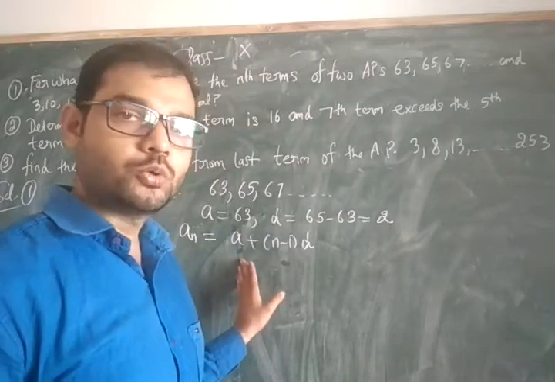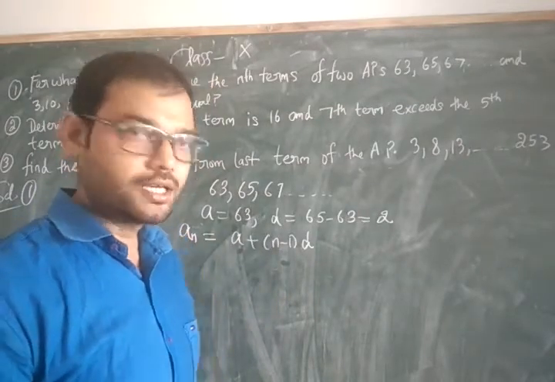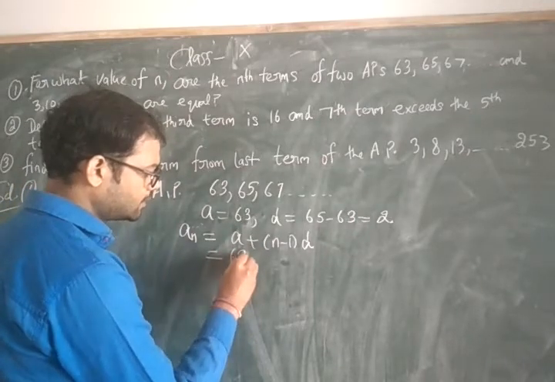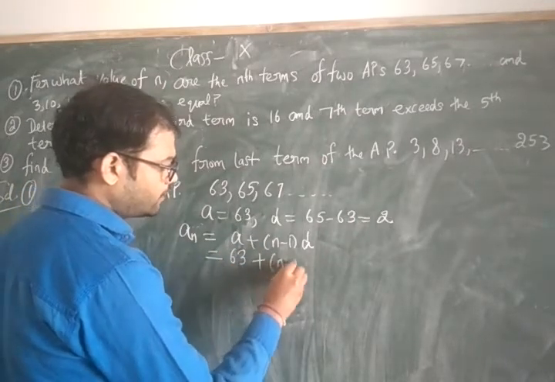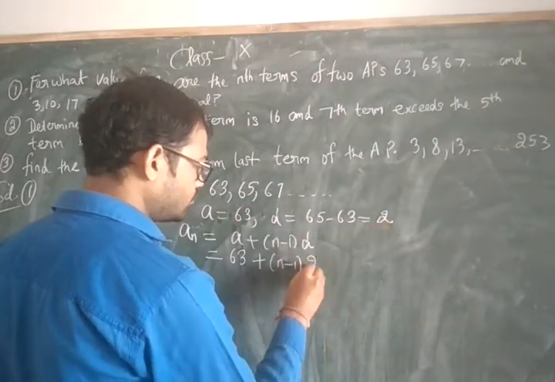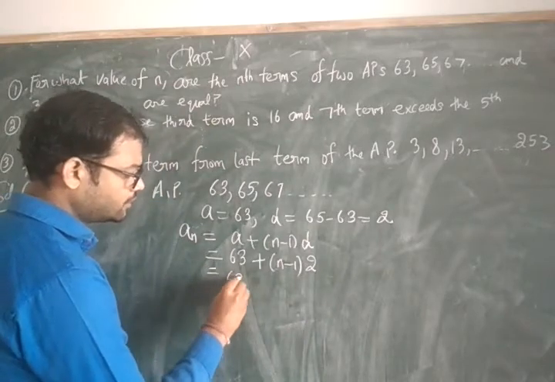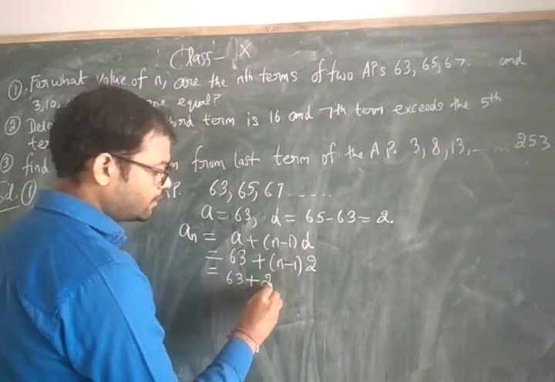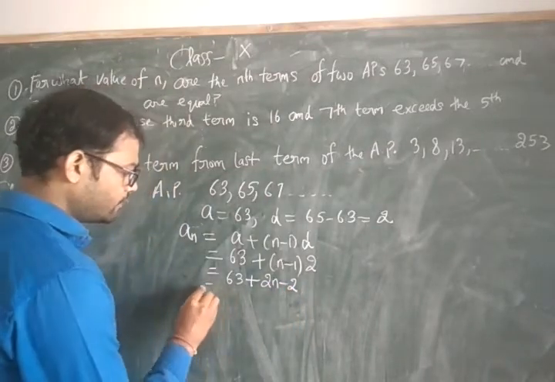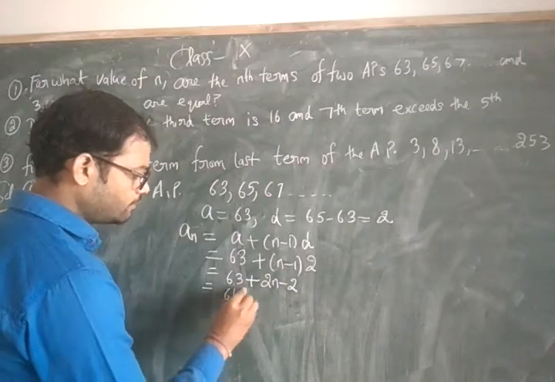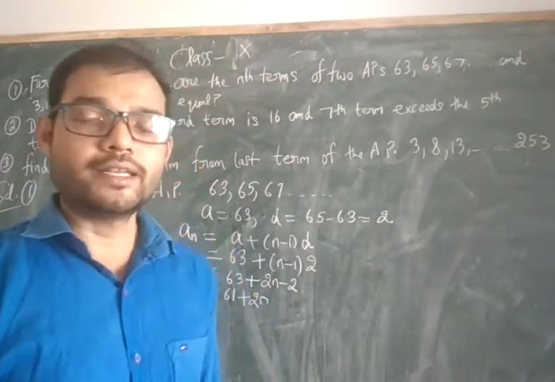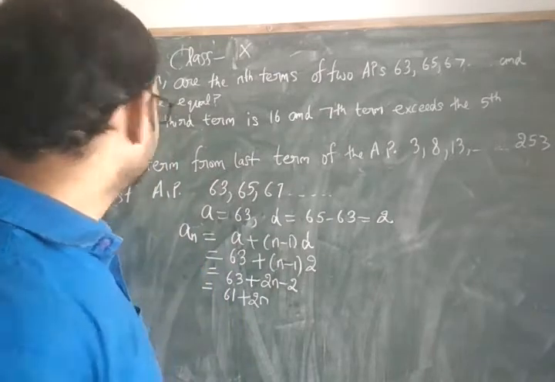So an is equal to A plus n minus 1 d. Now put the values: A is 63, n minus 1 we are going to find out, and the value of d is 2. Now 63 plus, on multiplying, it becomes 2n minus 2, so it will be 61 plus 2n. In the same way, we'll find the nth term for the second AP.